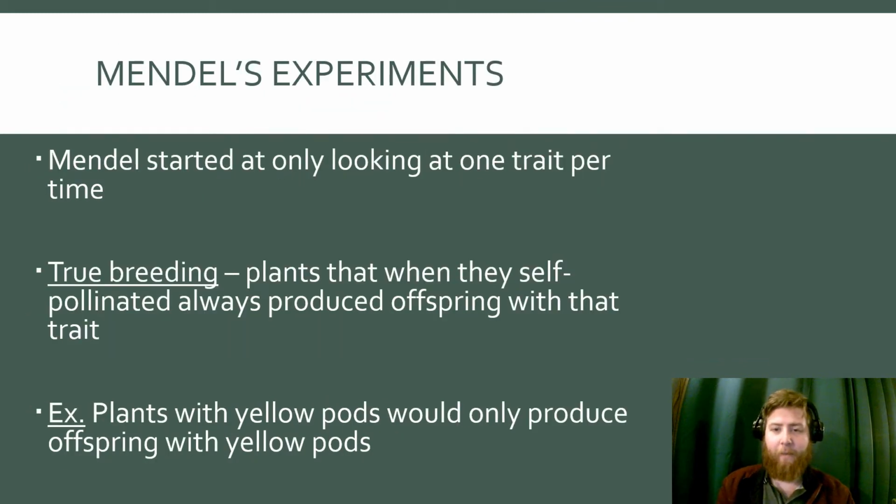In the beginning, in Mendel's experiments, he was looking at only one trait at a time. And what he would do is take plants that were true breeding. These were plants that, when they self-pollinated, always produced offspring with the same trait. So for example, if you had a plant with yellow pods and it self-pollinated, it would only produce offspring with yellow pods. You wouldn't ever get a green pod. And same thing, if you had a true breeding green pod, it would only ever produce green pods. It wouldn't ever produce yellow pods.